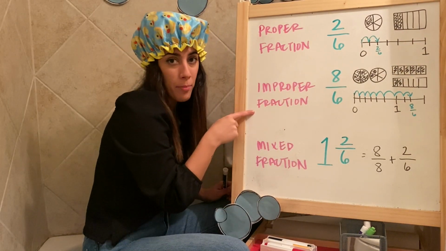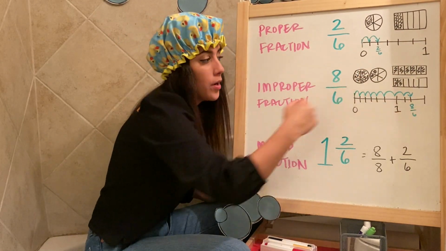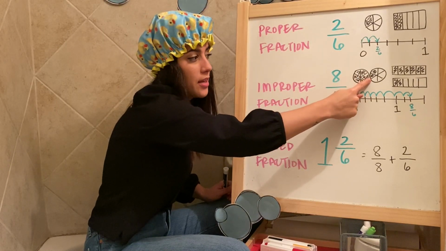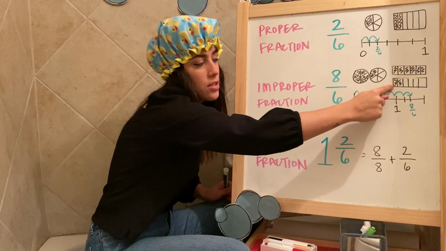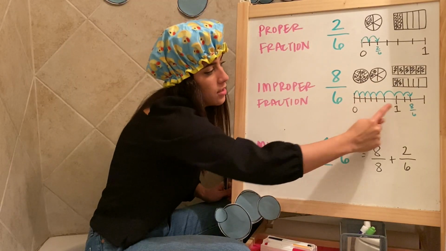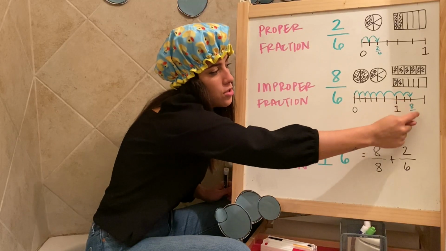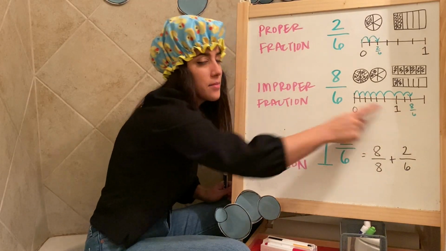Okay. Improper fraction, we went past the 1 mark. We filled up a whole pizza already, and we took 2 more slices. We ate the whole packet of gum. We needed 2 more slices. We passed the 1. We did 1, 2, 3, 4, 5, 6. That's 6 out of 6, and needed 2 more, and that made us 8/6.